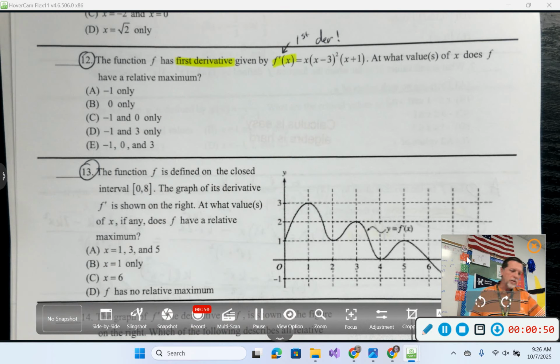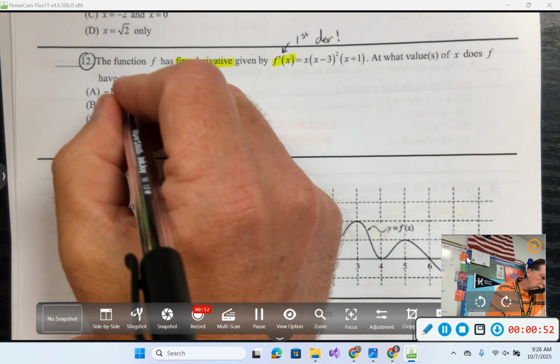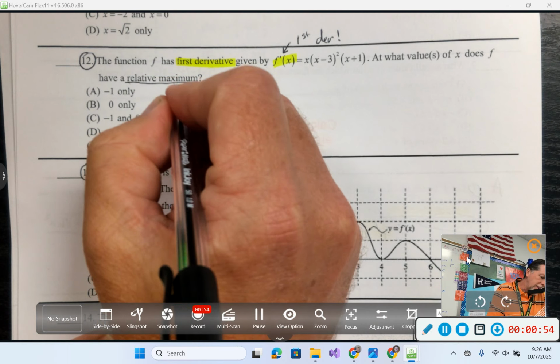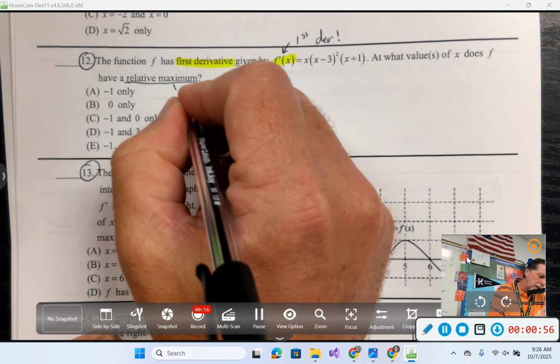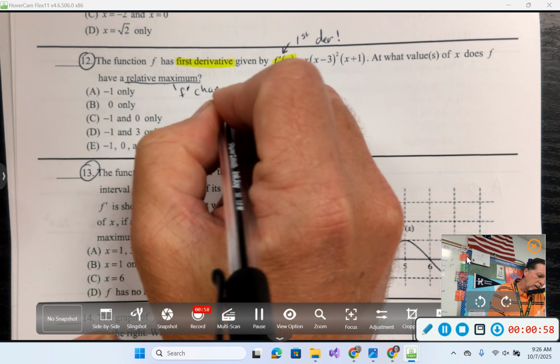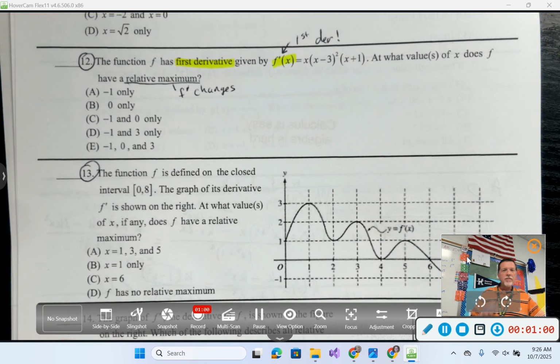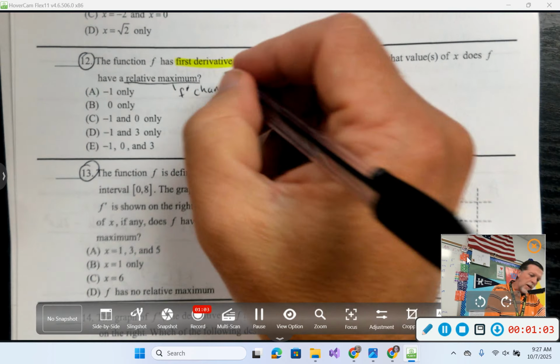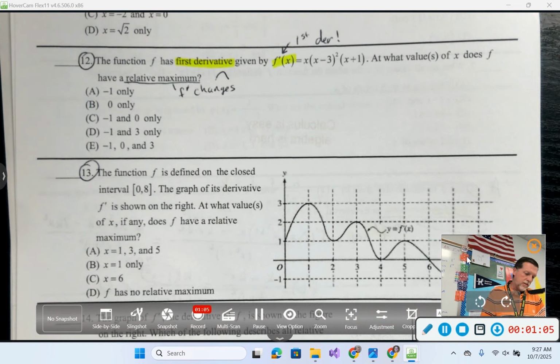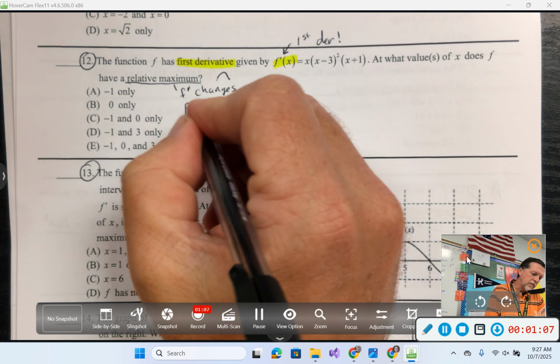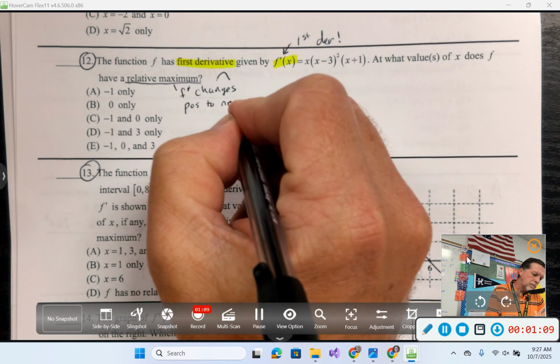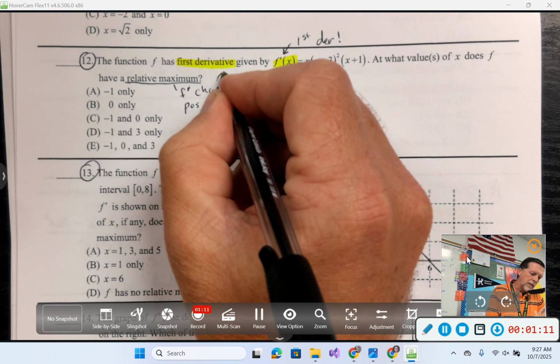Now, what do you do with that? A relative maximum. Let's see. That's where f prime changes. Again, I don't have this memorized. I just think about it every time. A maximum looks like that. So f prime changes from positive to negative. That would make a maximum.